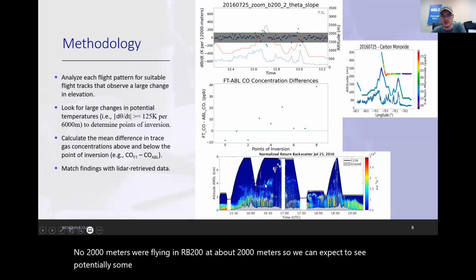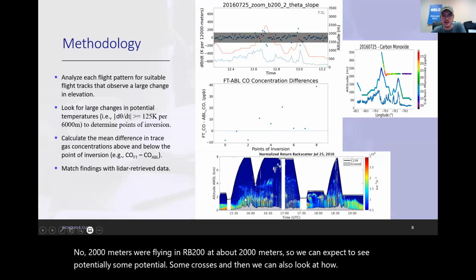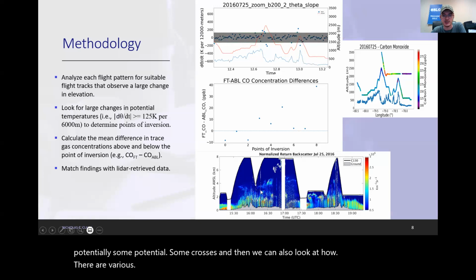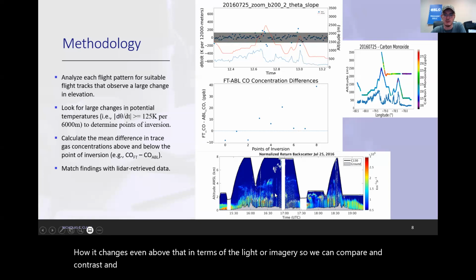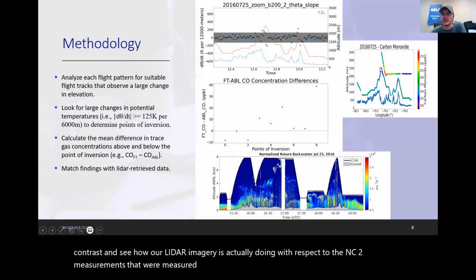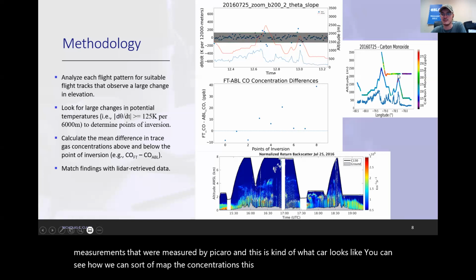And then we can also look at how it changes even above that in terms of the LiDAR imagery. So we can compare and contrast and see how our LiDAR imagery is doing with respect to the in situ measurements that were measured by Picarro. And this is what Picarro looks like. You can see how we can map the concentrations. This is carbon monoxide for the same date.